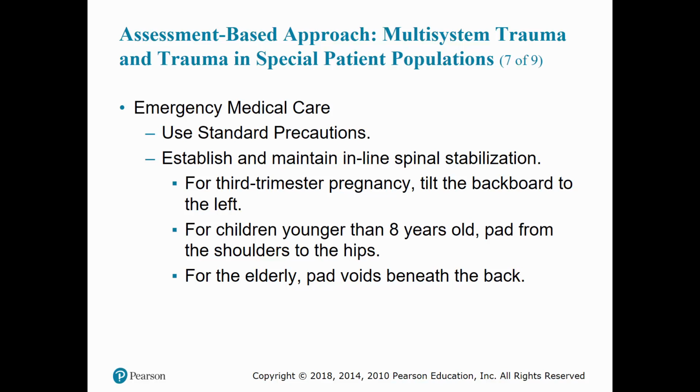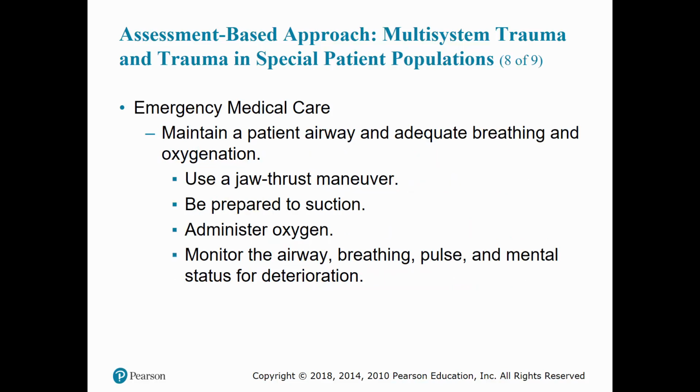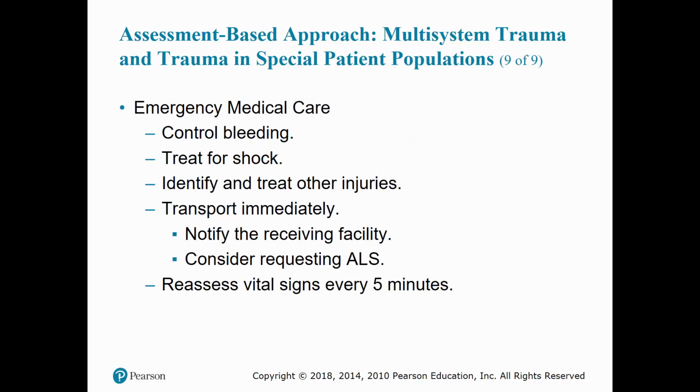Remember, if you're taking inline stabilization for pregnant patients, especially in the third trimester, you want to tilt the backboard to the left to get the pressure off the inferior vena cava. For children younger than 8, pad from the shoulders to the hips to keep everything in line. If you're needing to maintain a patent airway, use a jaw thrust maneuver as appropriate. Administer oxygen and monitor your ABCs and look for signs of deterioration. If major bleeding into an extremity is not stopped with direct pressure, apply a tourniquet.